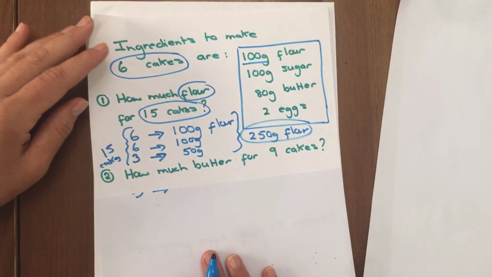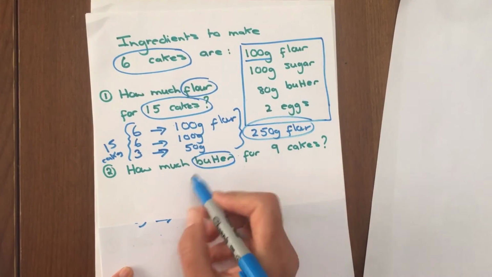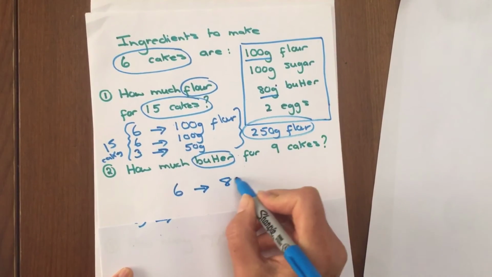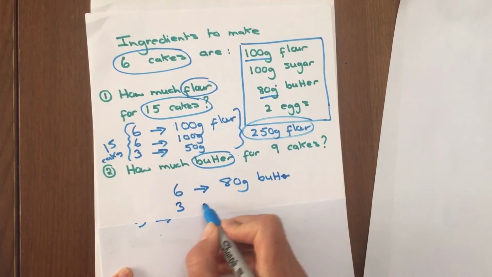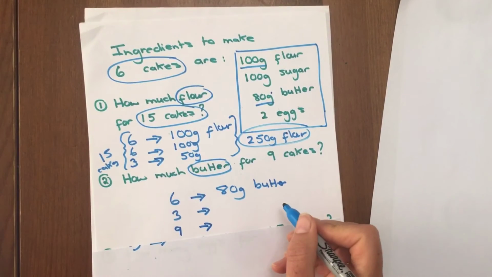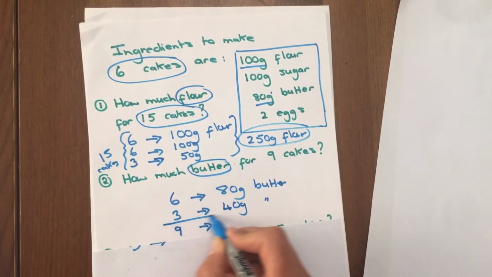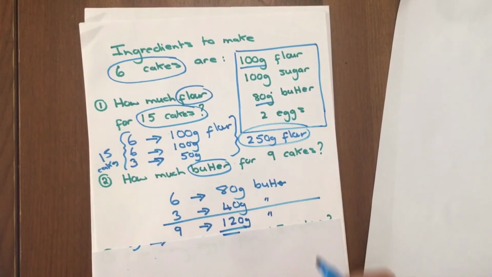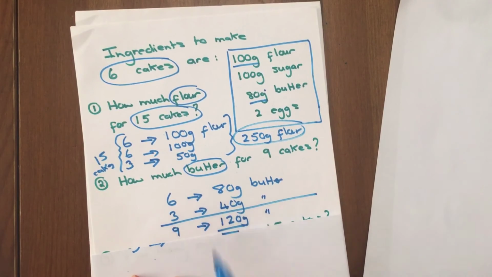Right, what about if I wanted to make 9 cakes? Okay, and I want to look at butter now. Well, for 6 cakes, the recipe says I need 80 grams of butter. Well, I want to make 9 cakes, so if I look at 6 add 3, that will give me a total of 9. So for 3 cakes, I need half the amount of butter. So for 9 cakes, if I add these two together, I will get my answer of 120 grams of butter. 6 cakes recipe and half the recipe.